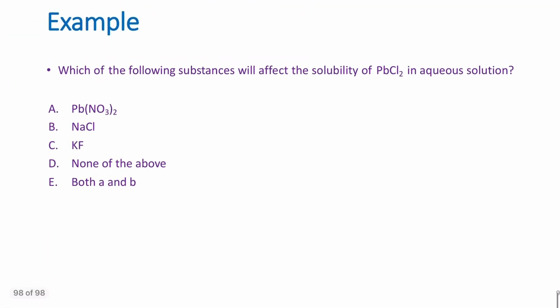And our last question. Which of the following substances will affect the solubility of PbCl2 in aqueous solution? PbCl2 is Pb2+ and Cl- ions, 2 of them, but these ions. Basically, we're looking for anything that will create a common ion effect. This gives me Pb2+ and 2 NO3-. So this is a common ion effect.